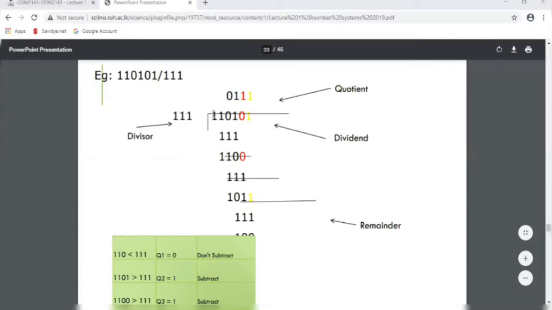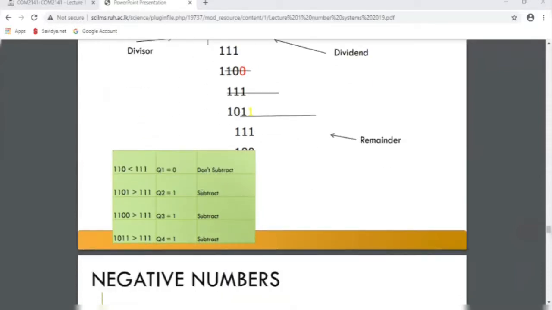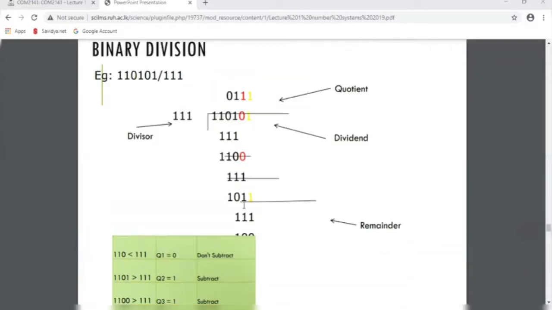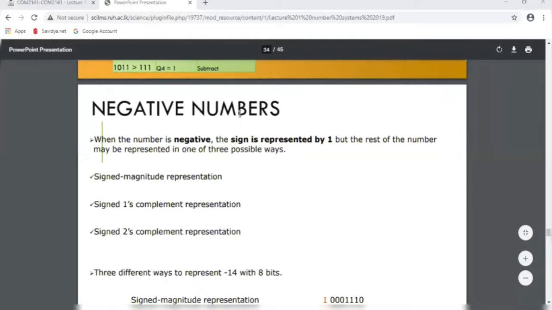So that's also analogous with the way we do it in the decimal number system. So in the decimal number system also we can put 1 here only if the number we are going to divide is bigger than the divisor. Okay. So you can see the situation where we subtract or not subtract, that is analogous to decimal number systems. There's no problem associated with that. And then negative number representation.